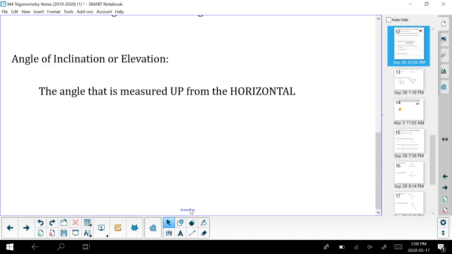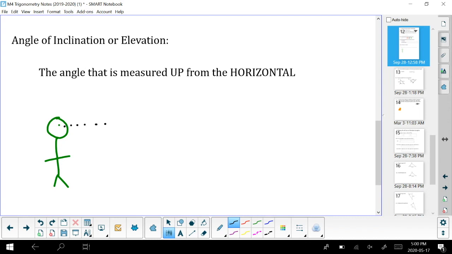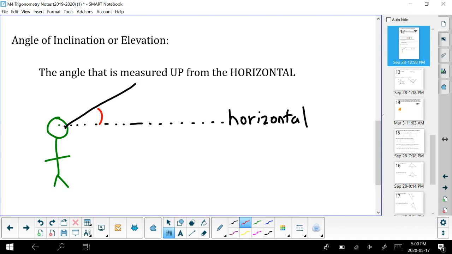What does that mean for us? Well, let's quickly take a look at a diagram here. Let's imagine that we are looking straight ahead from our eyes. So this is our eye right there. And I'm going to draw a dotted line that represents our horizontal. So let's call this line our horizontal. And if we are looking upwards, this right here will be our angle, whatever measure that is. That is my angle of elevation or inclination.